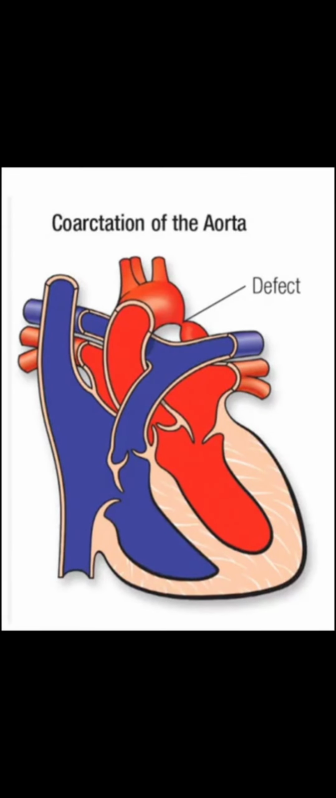Coarctation of the aorta. Coarctation of the aorta is narrowing of the aorta, classically divided into infantile type or pre-ductal coarctation and adult type or post-ductal coarctation.